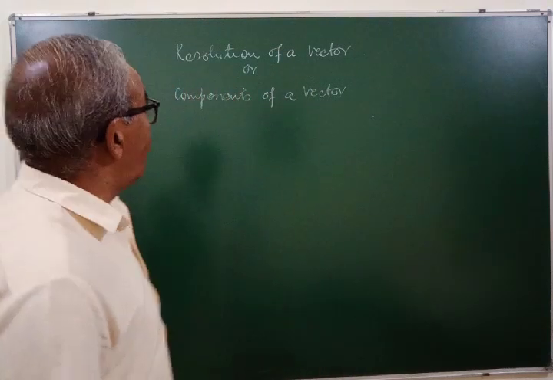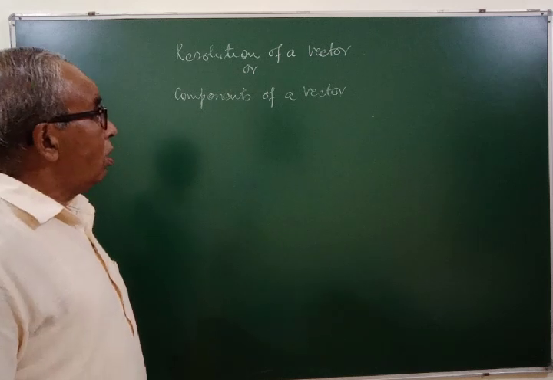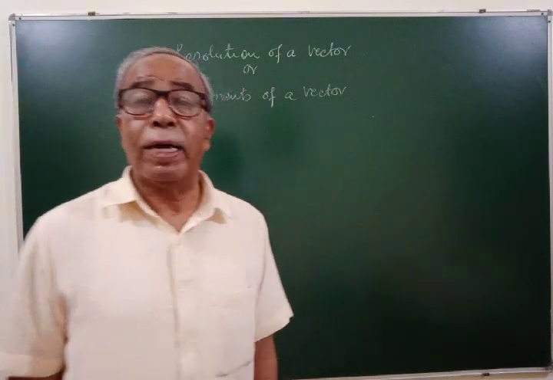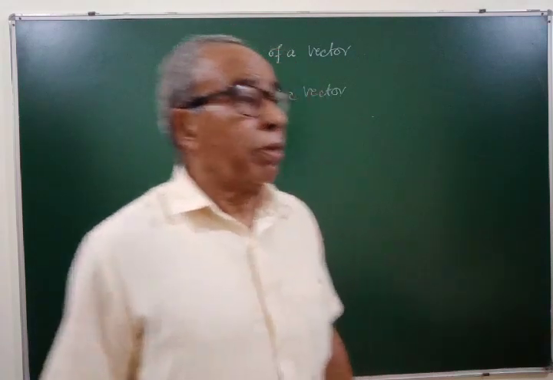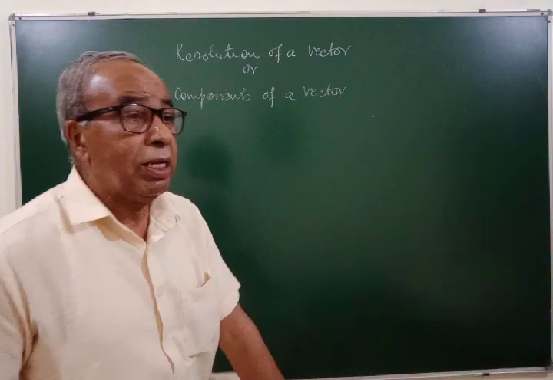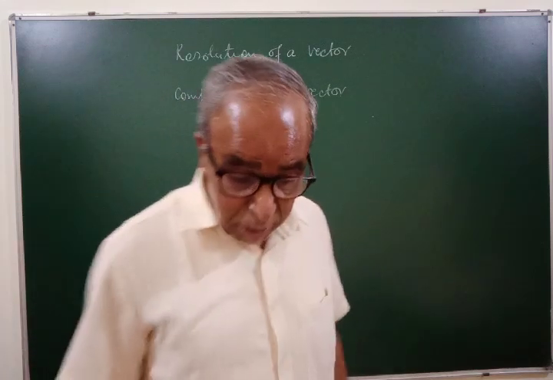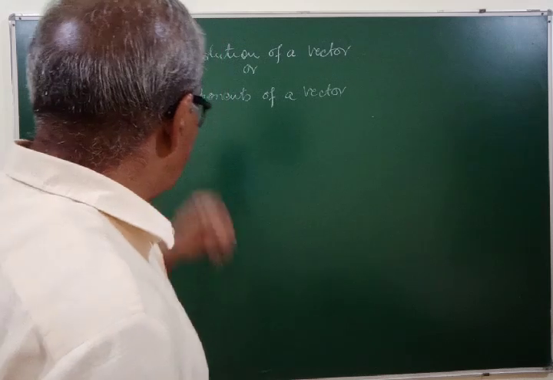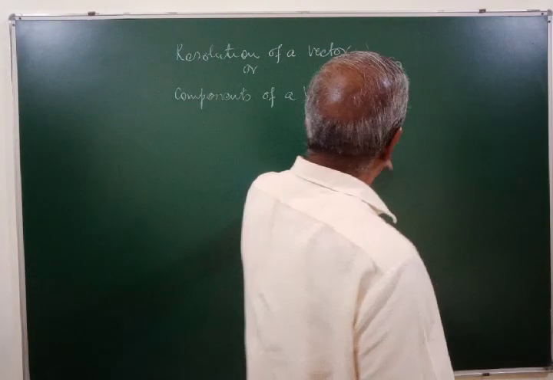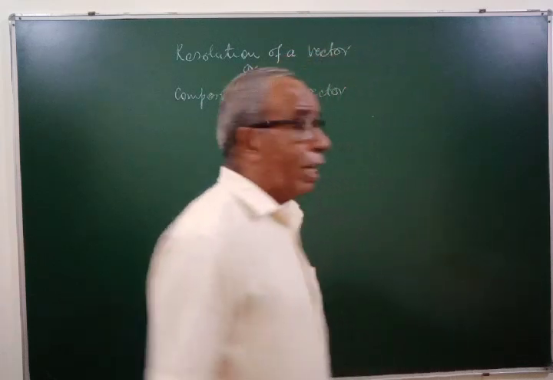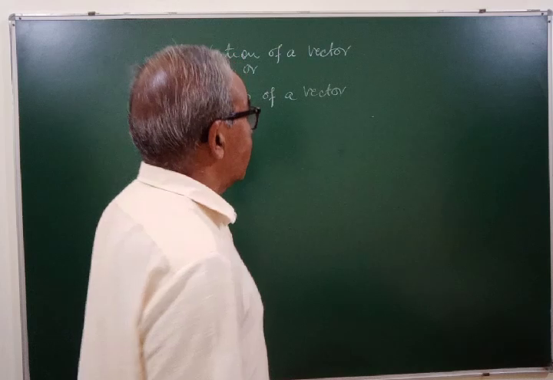From previous knowledge of vectors, I told you that when we add two or more vectors, the resultant is one. We get one vector when we add two or more vectors. Conversely, a vector can be supposed as the sum of two or more vectors, and these vectors which give rise on addition to a single vector are called components of the vector.